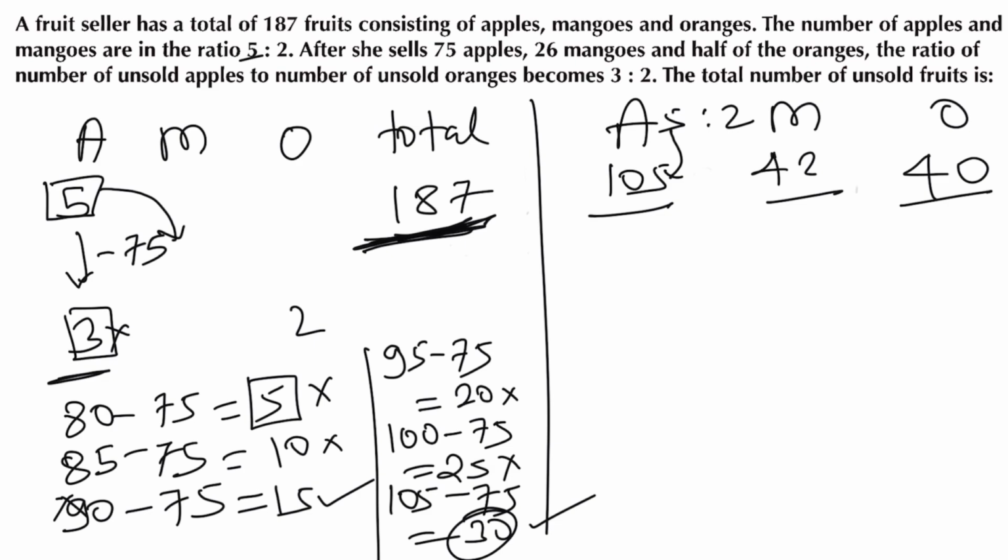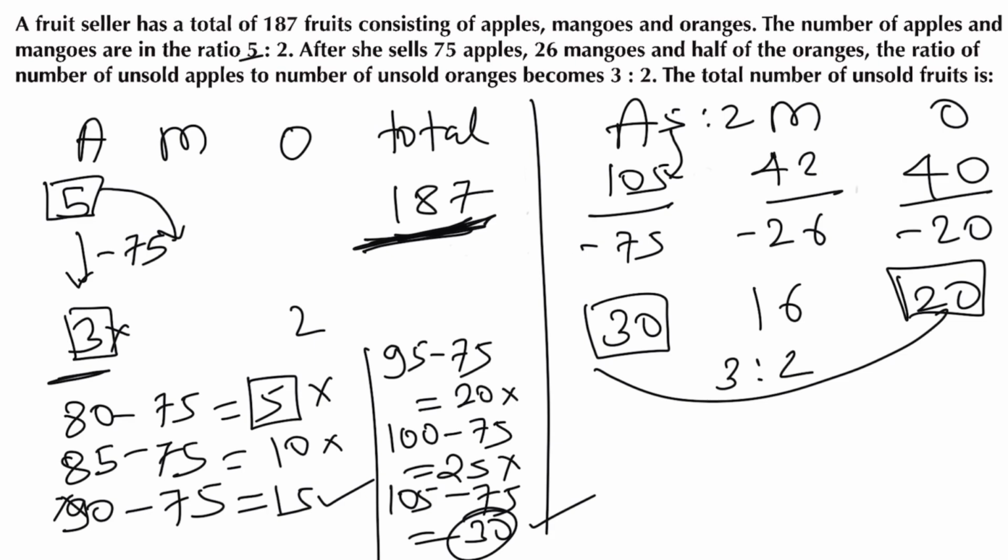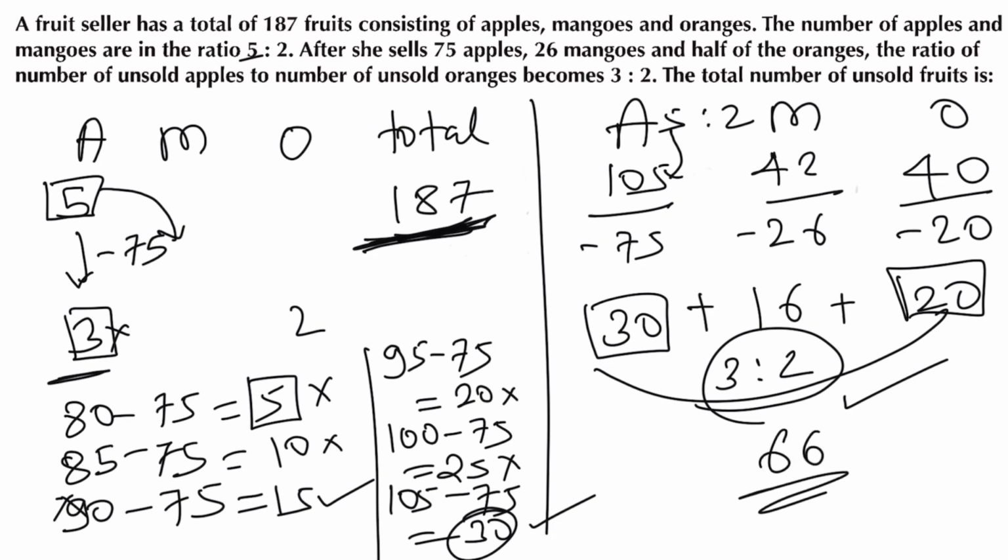So let's try to satisfy the next condition. 75 apples sold, 30 remaining. 26 mangoes sold, so 16 mangoes remaining, and half the oranges are sold, 20 oranges remaining. As per the question, the ratio of unsold apples to oranges is 30:20, which is nothing but 3:2. Satisfies the given condition of the question. So the total number of unsold fruits is 30 apples, 16 mangoes, and 20 oranges. The value is 66. This is also another way, a slightly better way out in this case, guys.